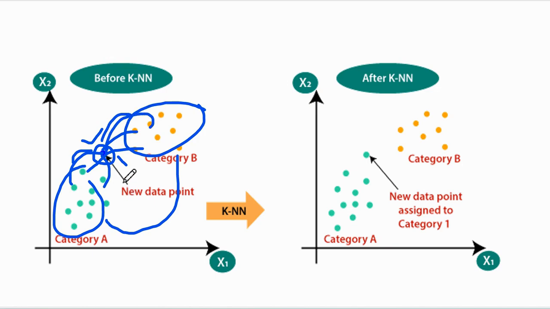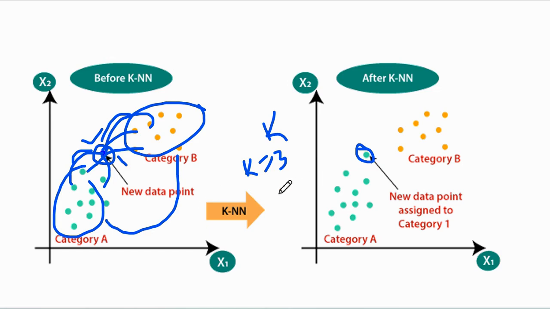That means we have to find the distance from the test point to all the points in the data set. After finding the distance from the test point to all the points in the data set, based upon the value of k, we can categorize the class of the given test point. For example, let's take k equal to 3.